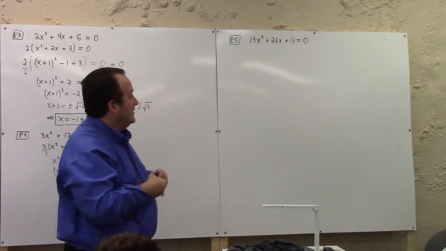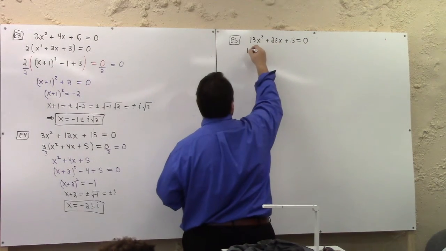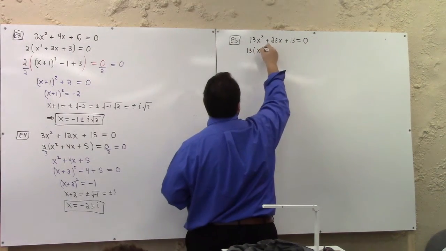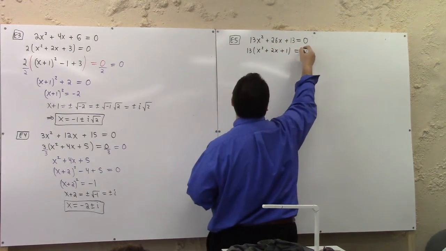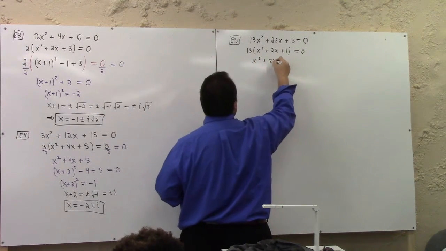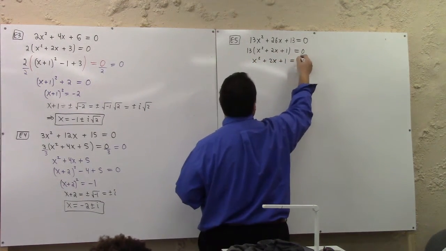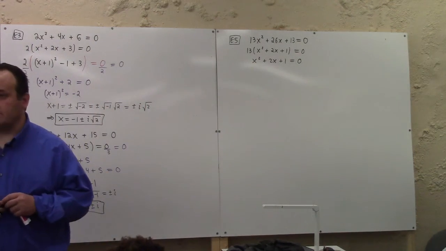Okay, there it is. So first thing, I think you guys know, we're going to factor out 13, right? And so we get x squared plus what? 2x plus 1 equal to 0. Divide the equation by 13. I get x squared plus 2x plus 1 equals 0, right? And you guys tell me what to do with that.